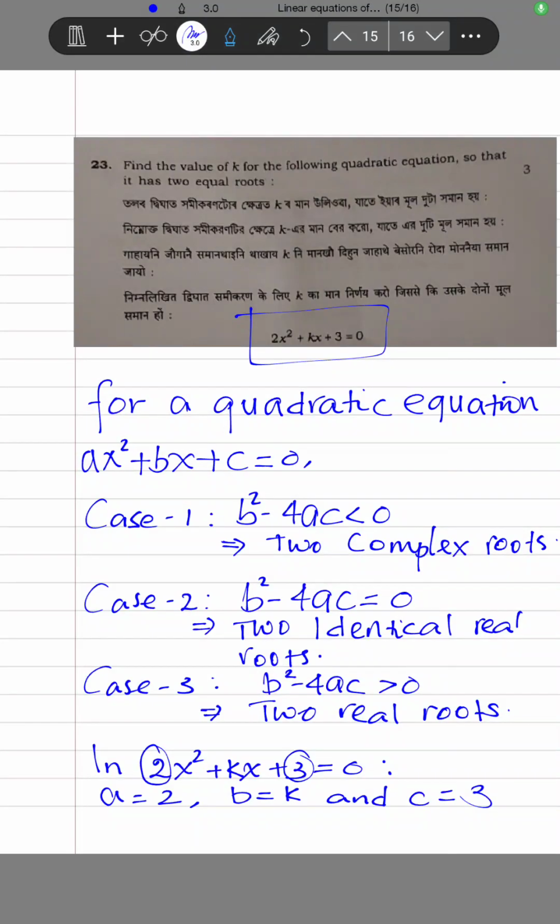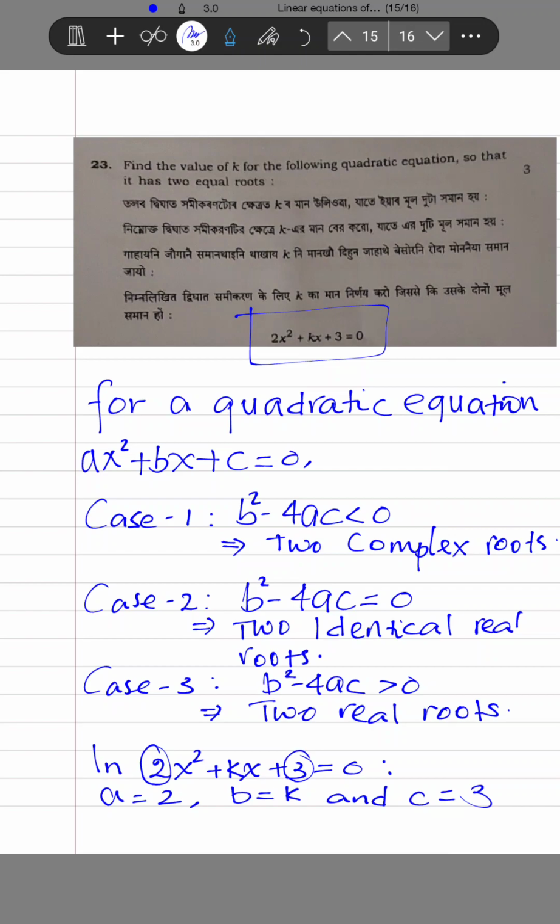This quadratic equation is from the Indian High School Leaving Certificate Examination question. It says, find the value of k for the following quadratic equation in which the equation will be having two identical roots. Two identical roots means one root, in other words.